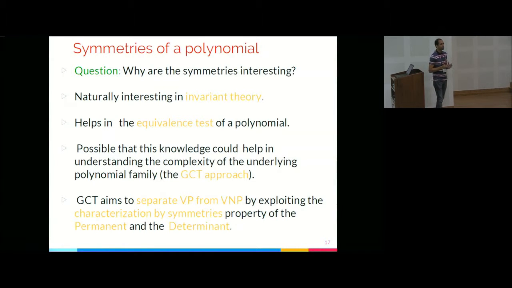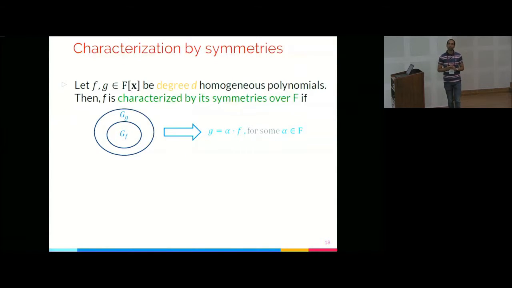The main goal of GCT is to separate VP from VNP by exploiting one of the properties called the characterization by symmetries of the permanent and the determinant. So let me come to the definition of this property. Characterization by symmetries: suppose you have two degree d homogeneous polynomials, f and g. I say that f is characterized by its symmetries over the field F if the following is satisfied. I've denoted this with the picture here. If the group of symmetries of f is contained inside the group of symmetries of g, then this should imply that g is a scalar multiple of f. This is the characterization by symmetries property.